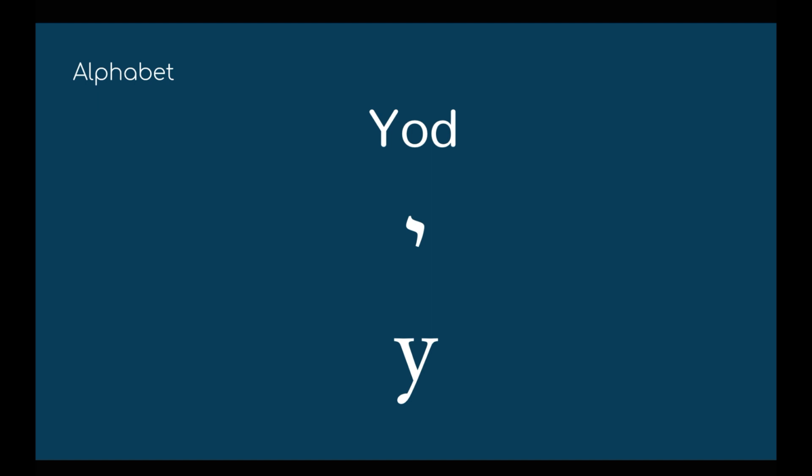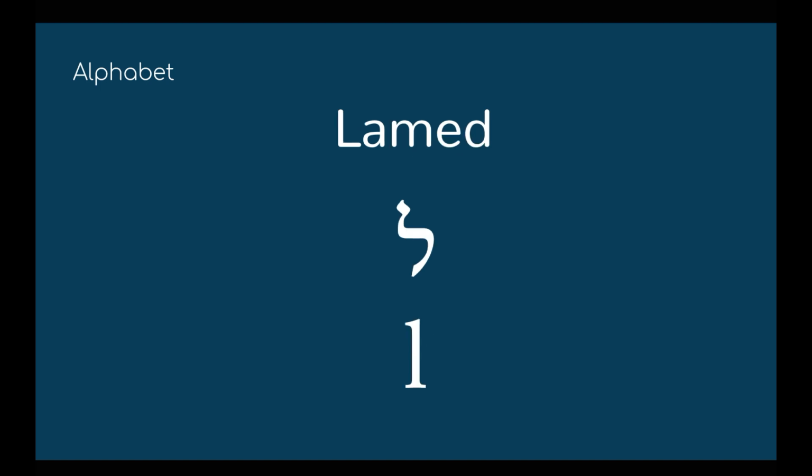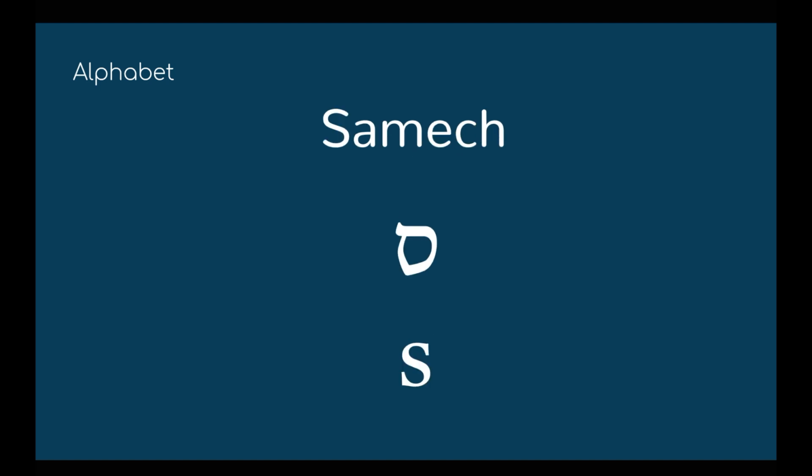Next we have the letter yod. As I mentioned earlier, some letters are used as a vowel, and yod is one of them sometimes. The way you can tell whether a yod is pronounced is whether it has a vowel symbol below or above it. Next we have zayin, z, lamed, l sound, samech.